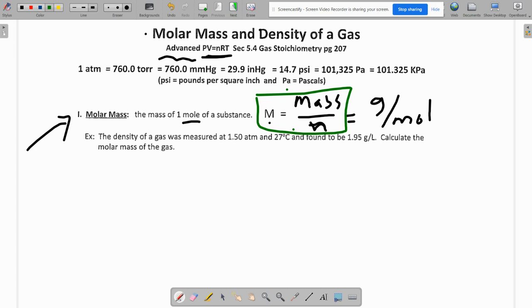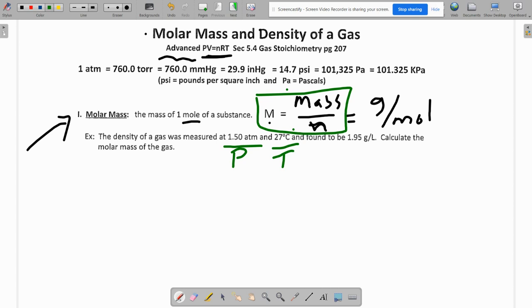The problem says the density of a gas was measured to be 1.50 atm, so that's a pressure, and 27 degrees Celsius, so that's a temp. And of course, you know in the gas law unit, any temperature you ever come across, you need to convert it to Kelvin. That's right. And the density was found to be 1.95 grams per liter.